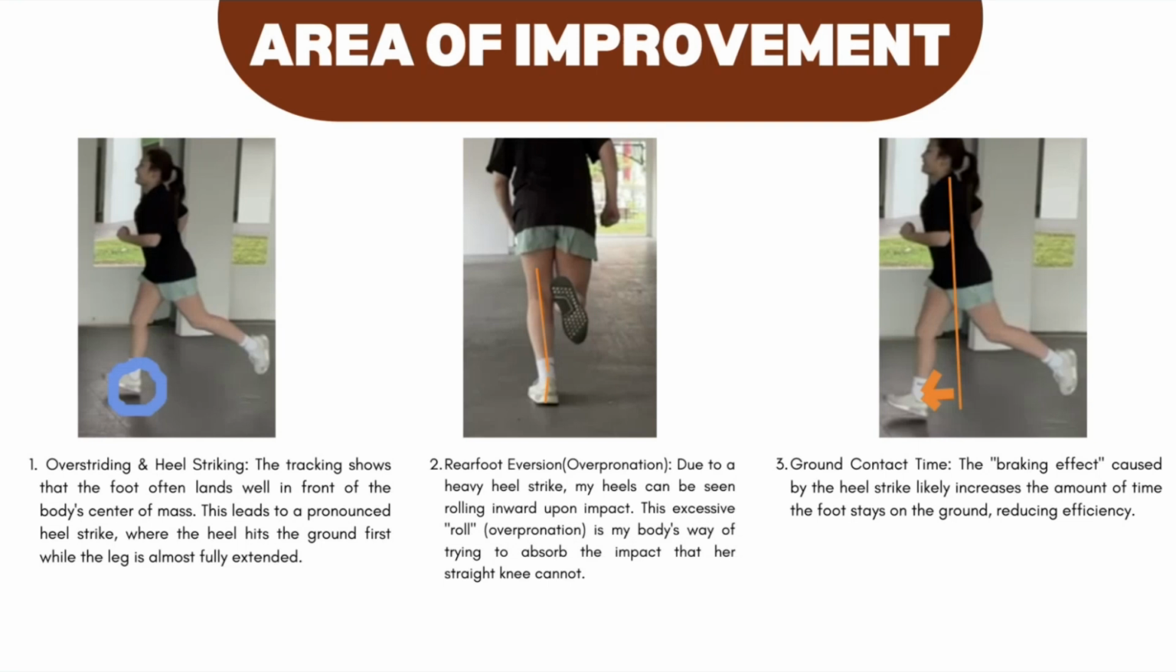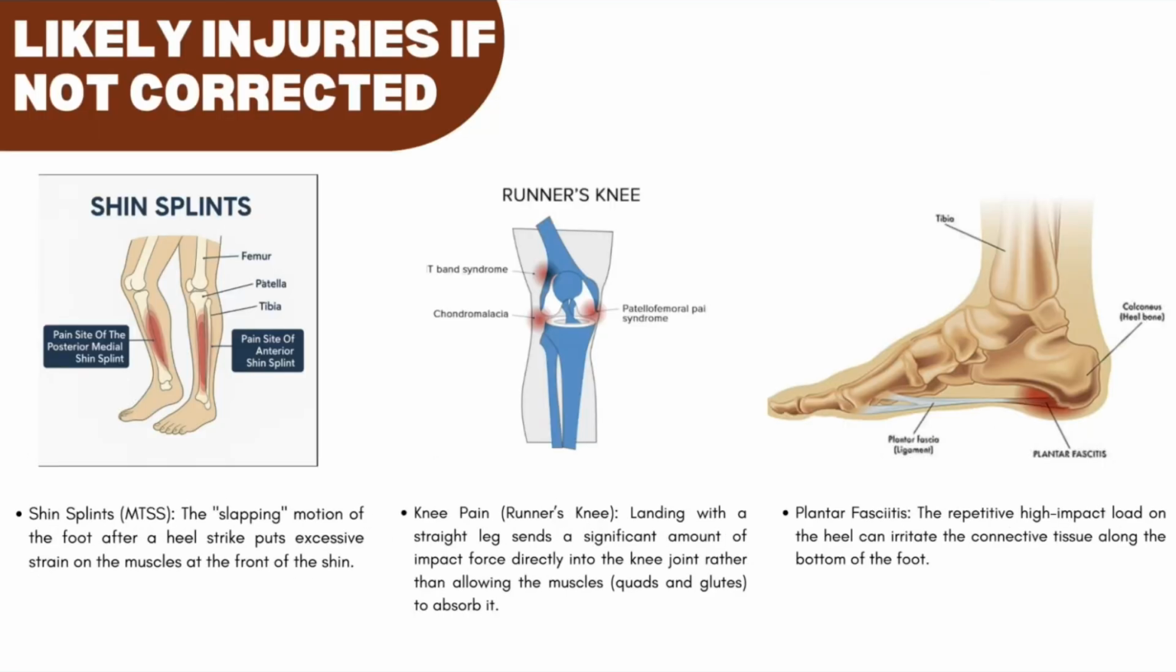Due to a heavy heel strike, my heels can be seen rolling inward upon impact. This excessive roll is my body's way of trying to absorb the impact that my straight knee cannot. Next, it will be the ground contact time. The braking effect caused by the heel strike likely increased the amount of time the foot stays on ground, reducing efficiency for my running. Next, I'll be talking about likely injuries if these areas are not corrected.